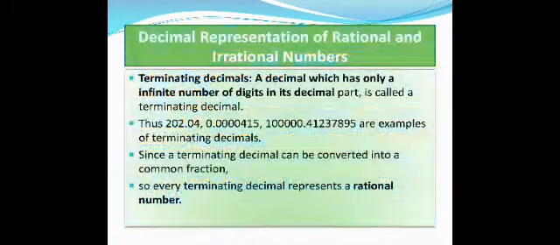Next, decimal representation of rational and irrational numbers. First, terminating decimals. A decimal which has only a finite number of digits in the decimal part is called a terminating decimal, like 202.04. After some numbers, the number stops; these are examples of terminating decimals. Since a terminating decimal can be converted into a common fraction, every terminating decimal represents a rational number.